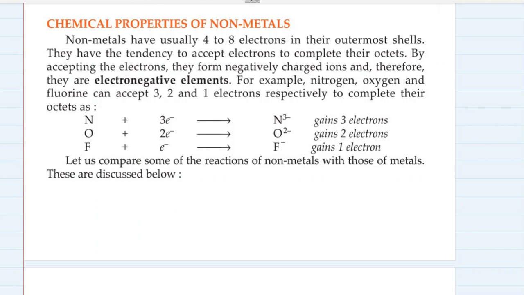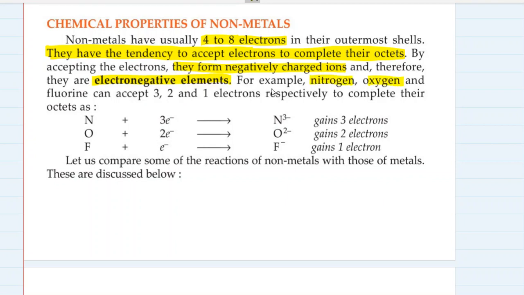So non-metallic elements usually have 4 to 8 electrons in their outermost shell. So they have the tendency to accept electrons to complete their octets, or to accept electrons to complete their outermost shell. So they not only accept electrons, they also have this tendency to share electrons. But if they accept electrons, they form negatively charged ions, or anions, and therefore non-metals are known as electronegative elements.